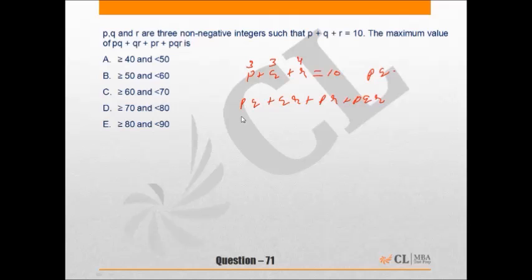So the maximum value of the given expression will be 3 into 3 plus 3 into 4 plus 3 into 4 plus 3 into 3 into 4. This is 69. So the maximum value of this expression is 69, which lies in the range of greater than or equal to 60 and less than 70. Therefore option C is the correct answer.